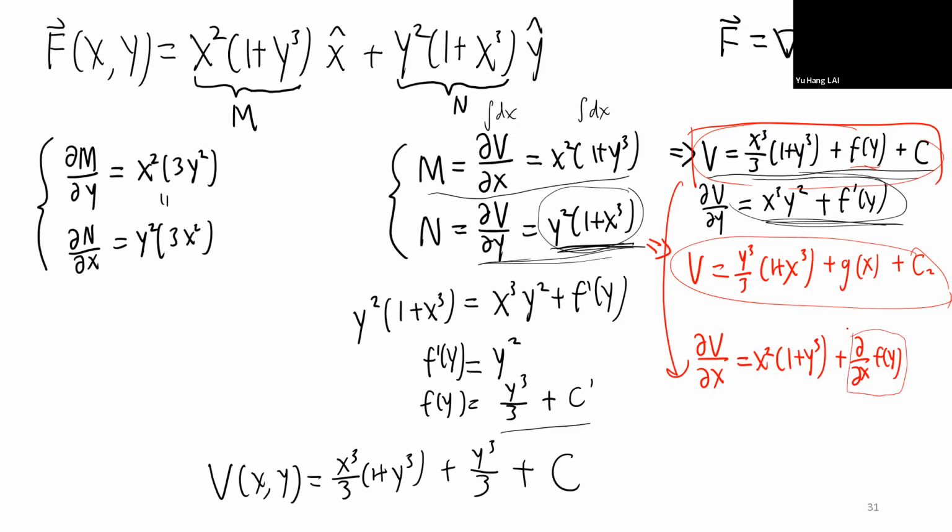You see this partial f, partial x? Well, it must be 0, because f is just a function of y. So this is 0. That means that I cannot rule out the possibility that I have some function of y here. And indeed, in this example, you can clearly see that at the end of the day, f of y is not 0. You find some function of y here.